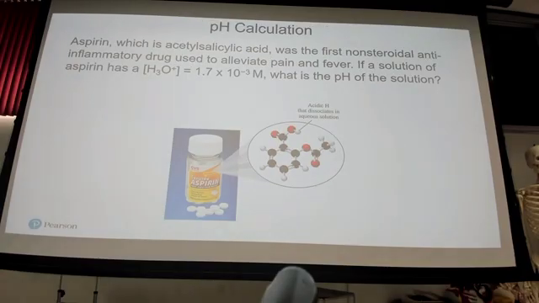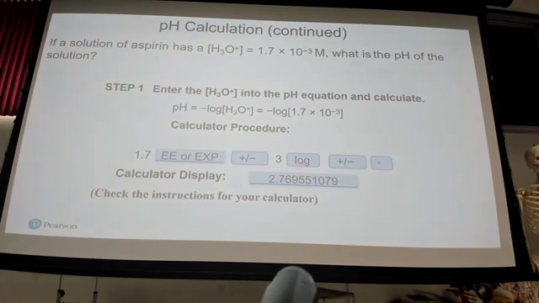So if we look at this example, calculating the pH of aspirin, here the hydronium ion concentration is different. So it's not, you know, 1, it's this number that they've calculated. So what would be the pH of this aspirin? Well, let's walk through it. You can start with 3 for sure.